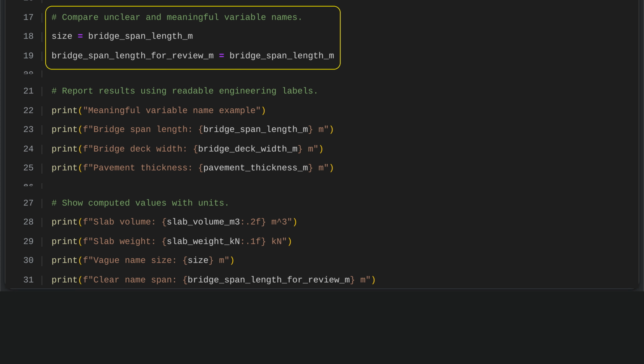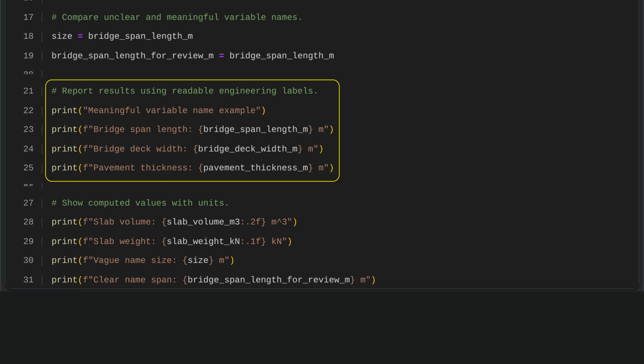Clear variable names make code easier to understand. A vague name like size does not explain what the value represents, while a more descriptive name for the bridge span length in meters makes the variable's purpose clear and supports easier review. This example shows why meaningful variable names and clear units matter in engineering calculations.